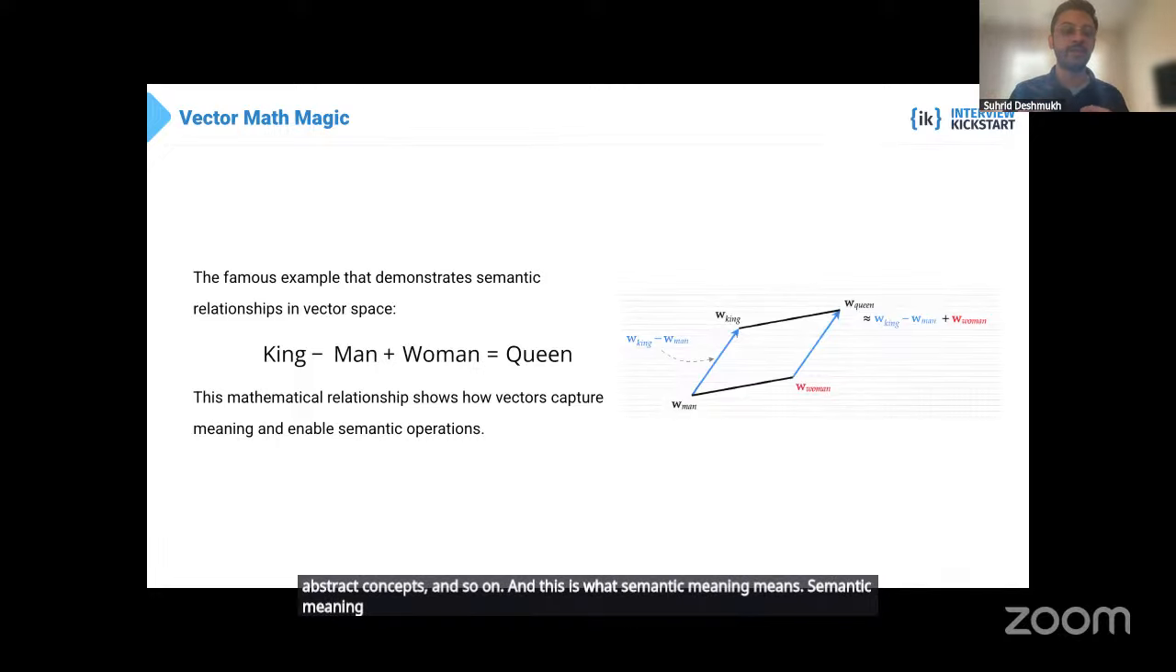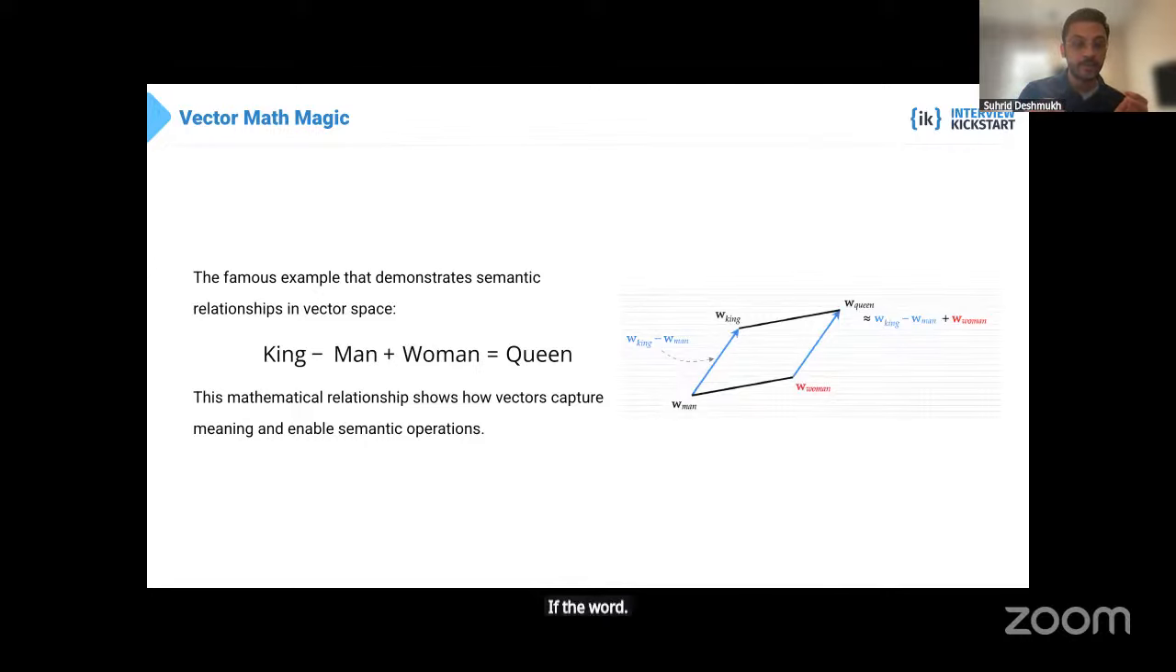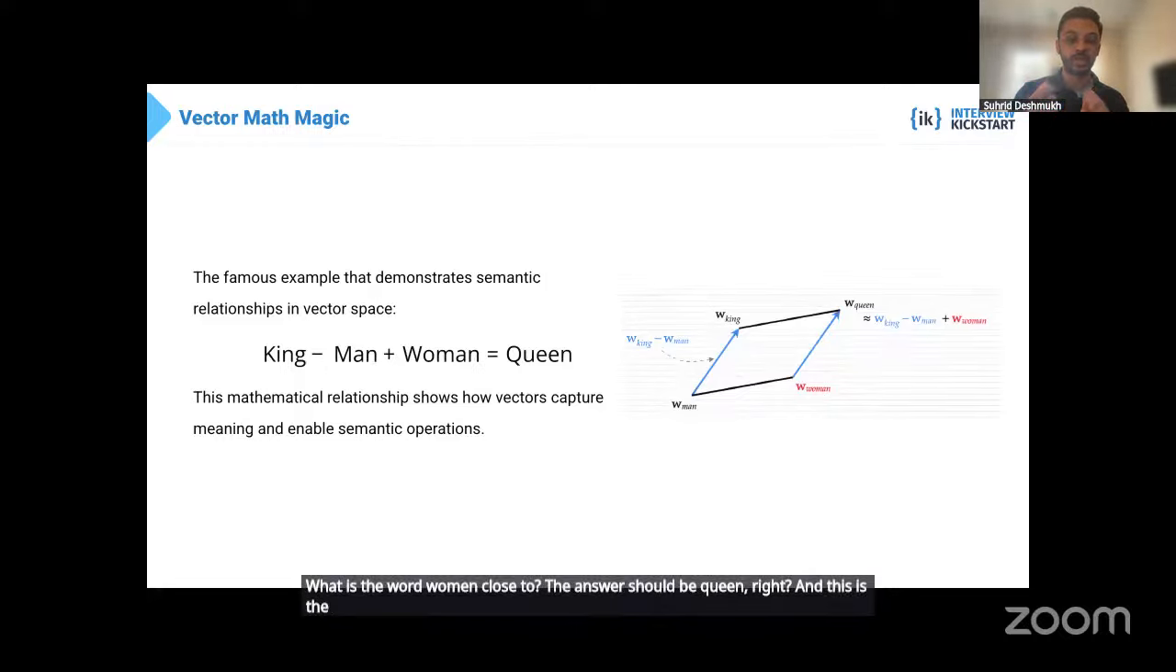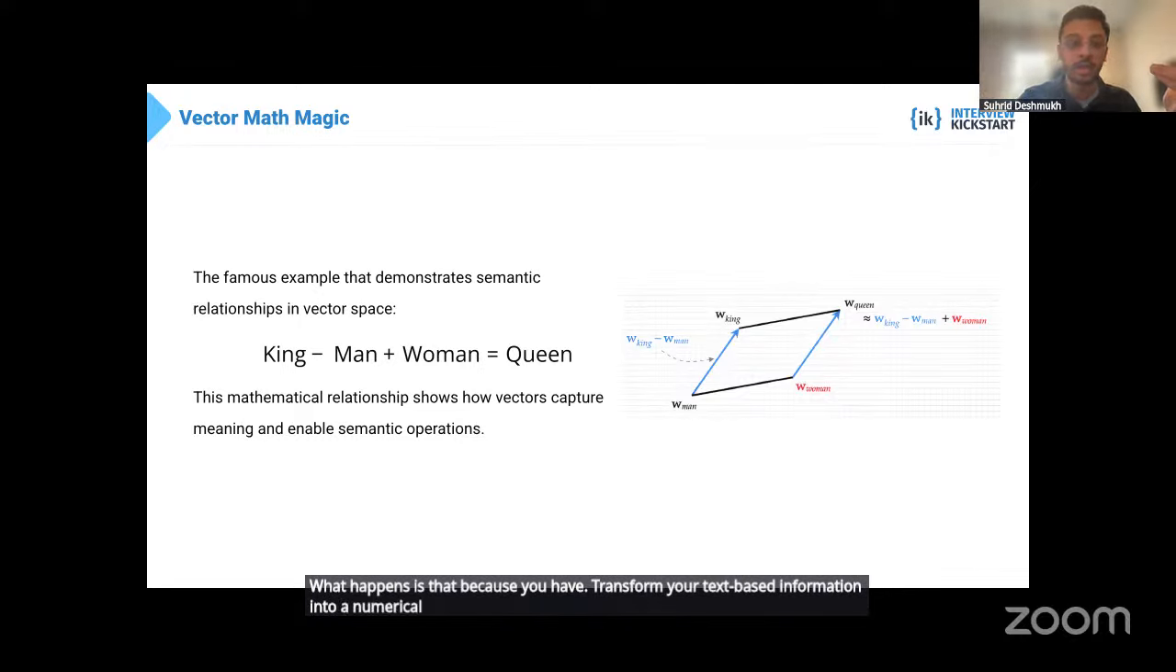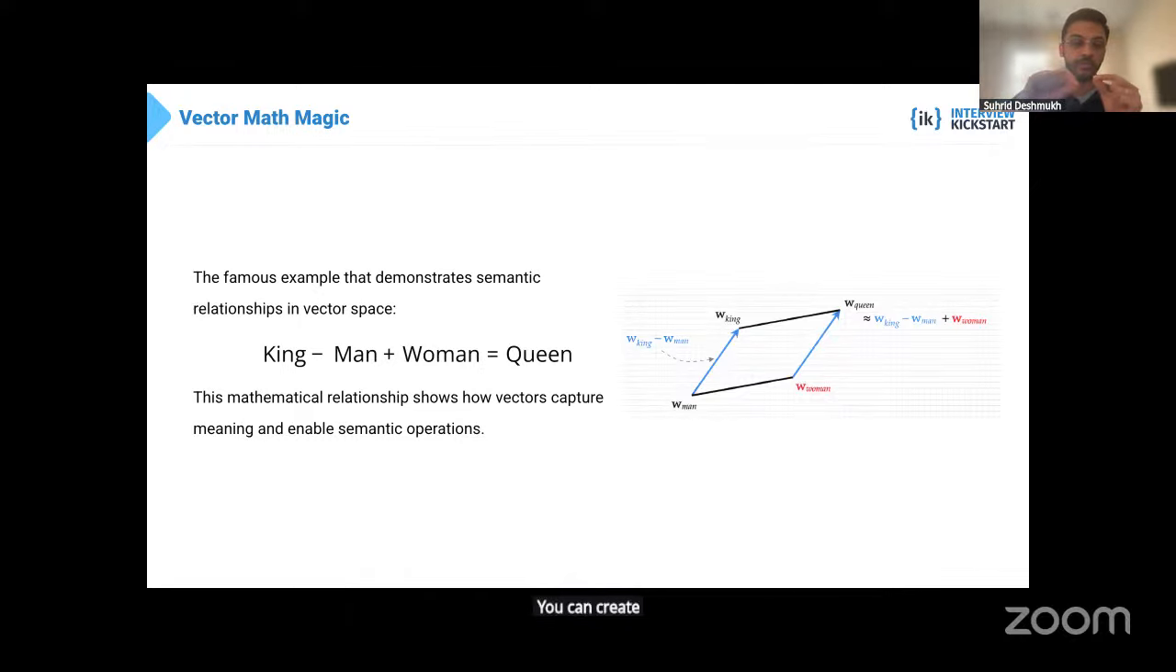Semantic meaning means, if I ask you a question, if the word king is close to man, what is the word woman close to? The answer should be queen, right? And this is the type of question answering that vector embeddings enable you to do. What happens is that because you have transformed your text-based information into a numerical representation, you can create vectors and do mathematical operations on those vectors.